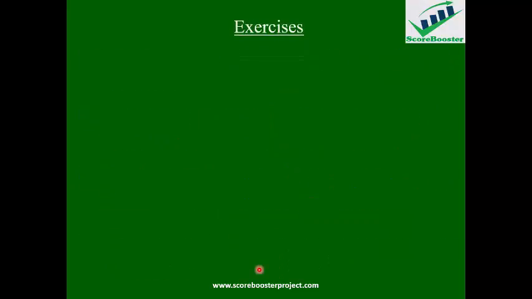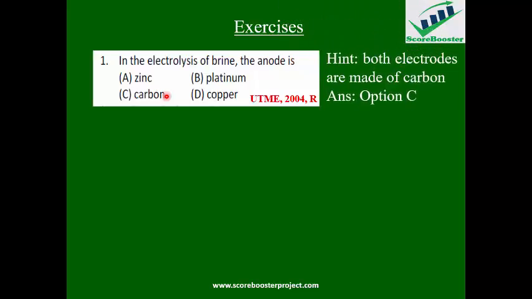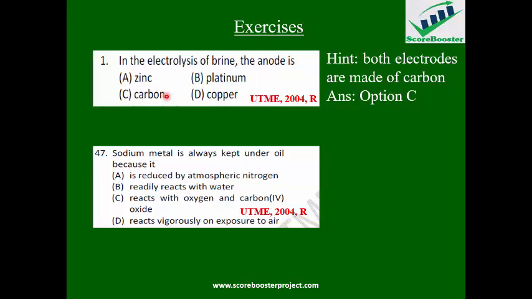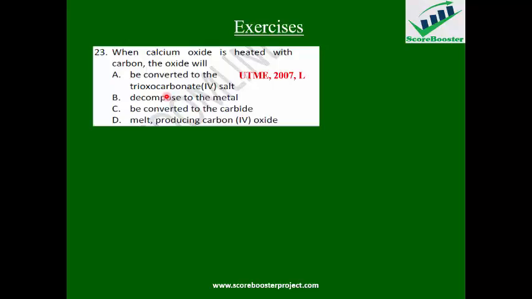So let's have some exercises before we go. In the electrolysis of brine, this is a UTM question, 2004, type R, question 1. Electrolysis of brine, the anode is dash. Don't forget I said the two electrodes are inert electrodes. So in this case they use carbon. They did not use platinum, they use carbon. That is just the hint. Sodium metal is always kept under oil because it can react with anything when it gets exposed to the atmosphere. That is it. When calcium oxide is heated with carbon dioxide with dash, don't forget I said carbon can reduce oxides of many metals. So that will get your choice of the answer.